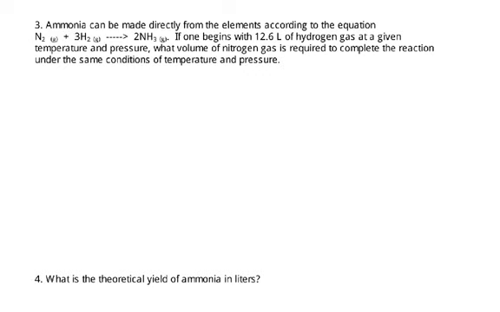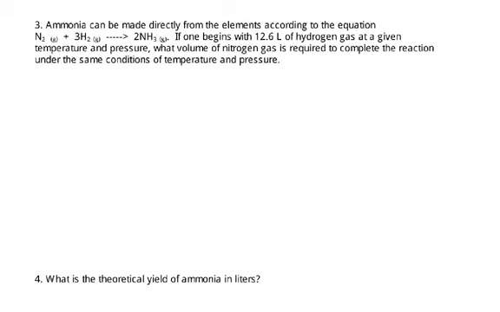So ammonia can be made directly from the elements according to the equation. You add nitrogen with hydrogen to get ammonia. If one begins with 12.6 liters of hydrogen gas at a given temperature and pressure, what volume of nitrogen gas is required to complete the reaction under the same conditions of temperature and pressure? So here we have basically changing conditions. You're changing the amount and also the volume, so we can use the combined gas law.